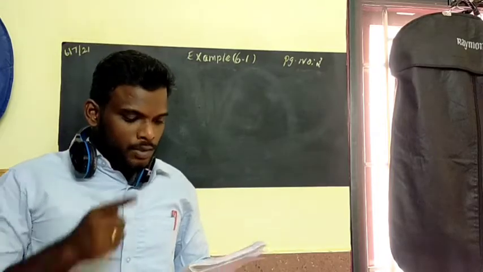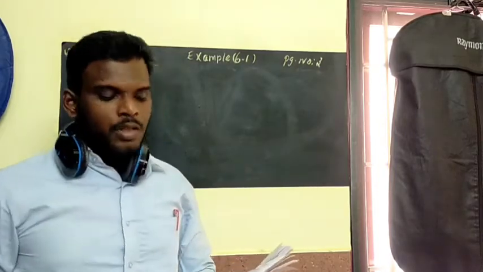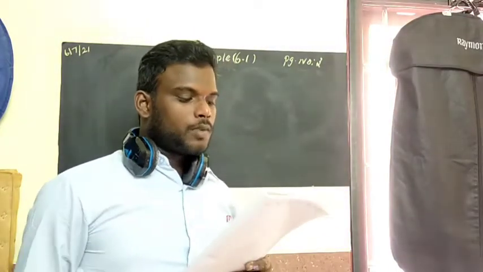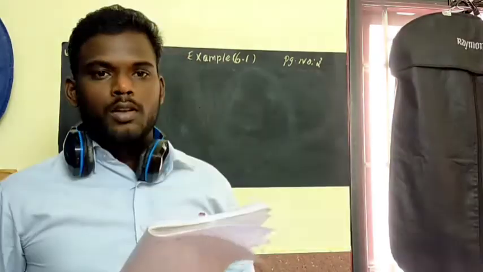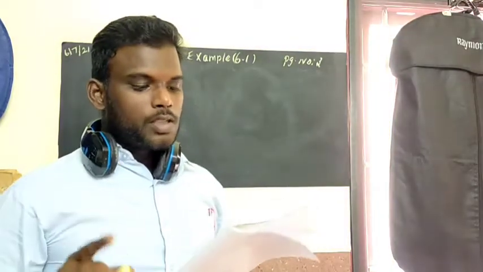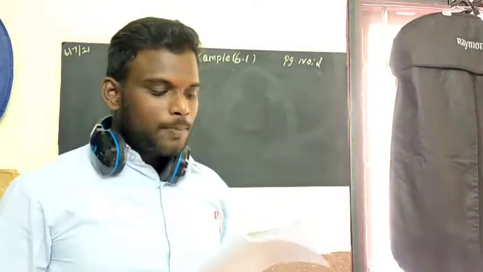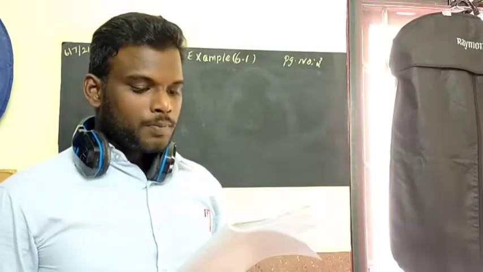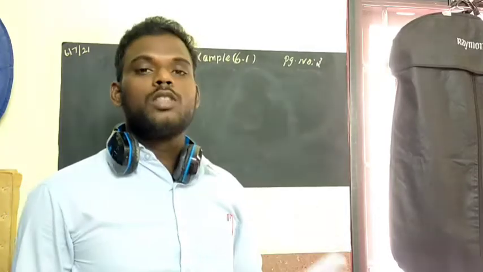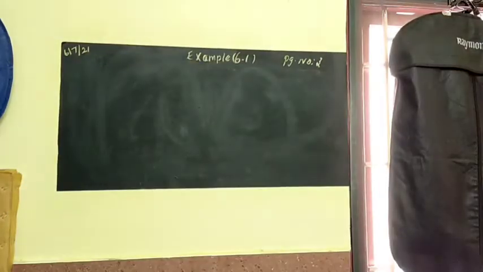Is that clear? So this is exercise 6.1, page number 3. Now, we have to prove that when a reflecting surface of light is tilted by an angle of theta, the reflected light will be tilted by an angle of 2 theta. So please listen, everyone.